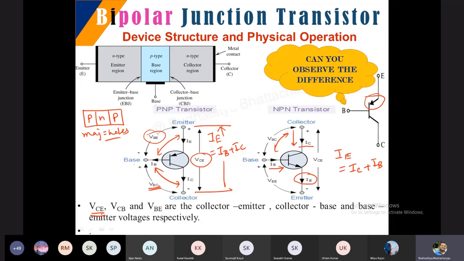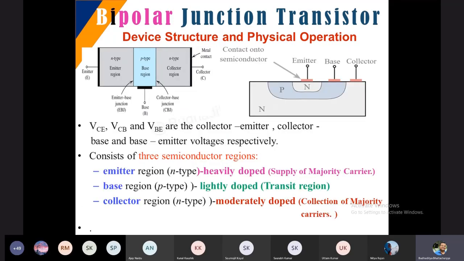Right? So let's see a little bit more on the construction side. If you observe carefully, these are the voltages as I already said, and if you observe the cross section of a transistor, you can see that the emitter is N, which is placed over here.